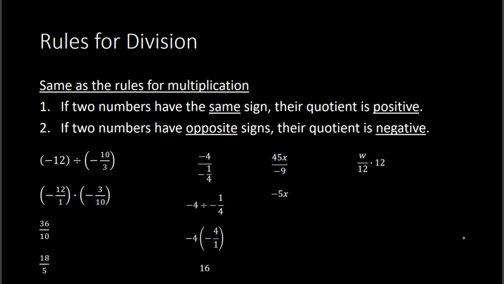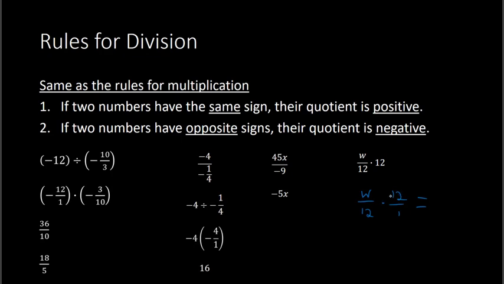Next I have w/12 times 12. There are different ways you can think of this. I think the easiest way is to think of this as w/12 times 12/1. If you have it this way, you can multiply first and then reduce after, or reduce first and then multiply. Either is fine. I personally find that reducing first is easier.